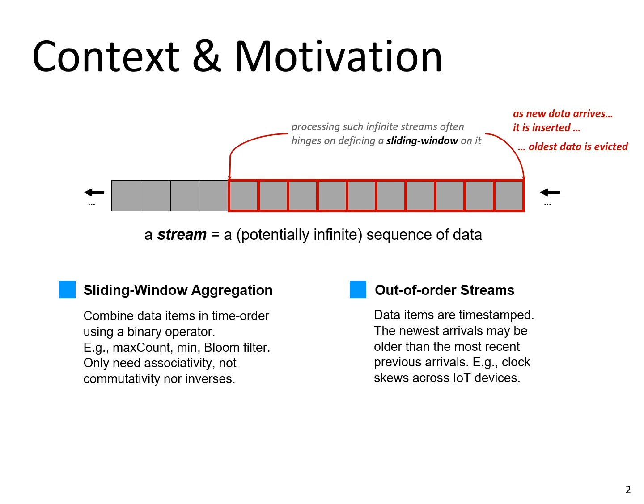This talk is about how to deal with the common case in the real world where streams might be out of order. So here we are assuming that data items are timestamped and that the newest arrival might actually not be the newest data item. It might be older according to its timestamp than what's already in the window.